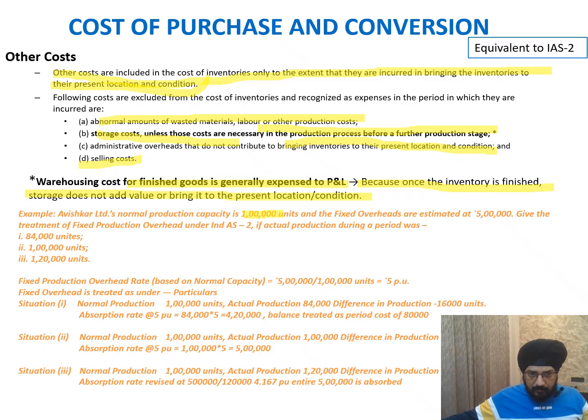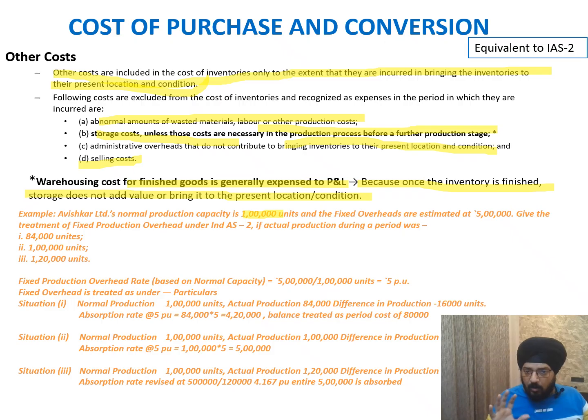In situation 2, normal production is 1 lakh, so the entire overhead cost got absorbed because my normal production is equal to actual production. And in the third case, where my actual production is more than the normal production, there is a redefining of the rate of absorption. It got reduced from 5 rupees per unit to 4.167 per unit. So my absorption rate got reduced, and it will be allocated on the basis of this amount of 4.167 on the total inventory that is produced, which is 1,20,000 units.